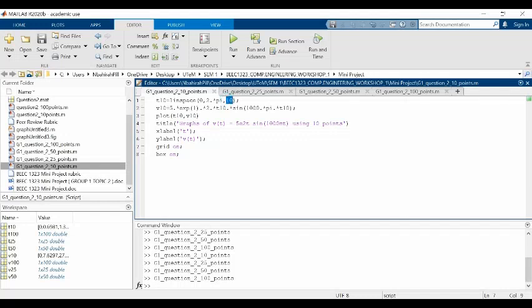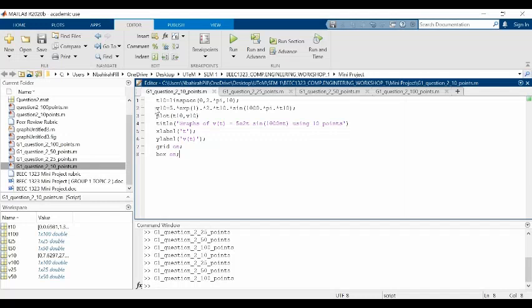This is the point. This is the interval, which is 0 to 2 pi. Before we write the coding, we need to know the interval. For this question, we make the interval 0 to pi. For the second line, we rewrite the function, which is v equals 5 exponential 2t sine 1000 pi t.